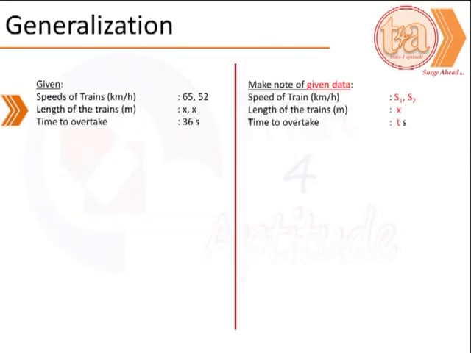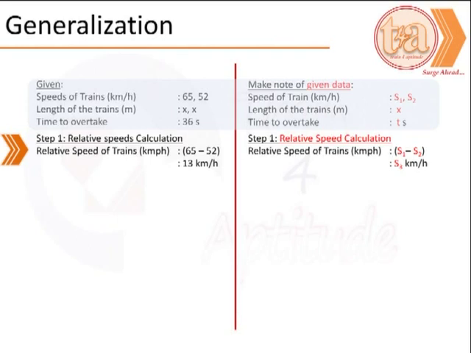We now try to generalize this approach. We begin with looking at what data is given to us. Given that we know the individual speeds, we shall first begin by calculating the relative speeds of the two trains and represented by S3. The underlying assumption here is that the speed of train 1 is greater than the speed of train 2. In case the speed of train 2 is greater than the speed of train 1, then we would need to make it as S2 minus S1 and not S1 minus S2.